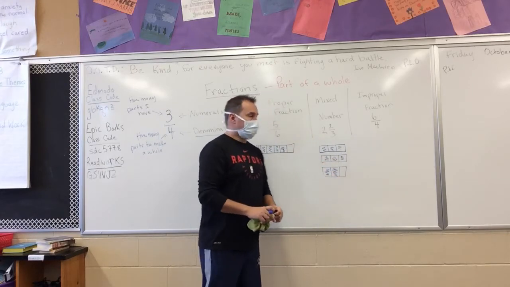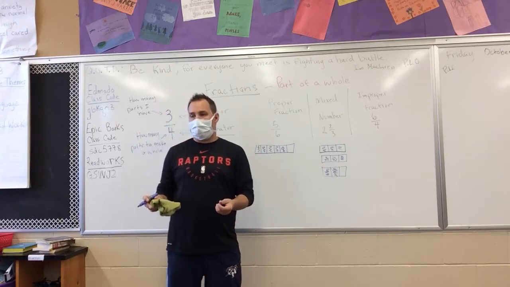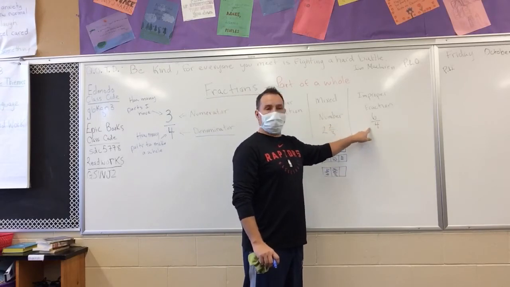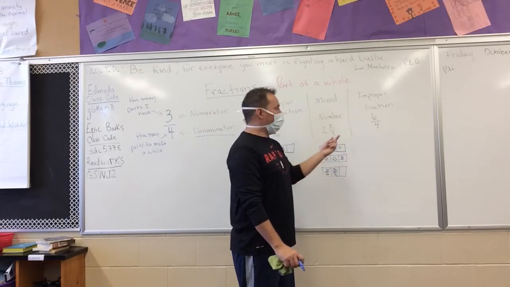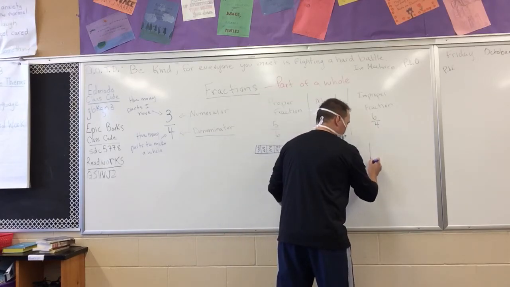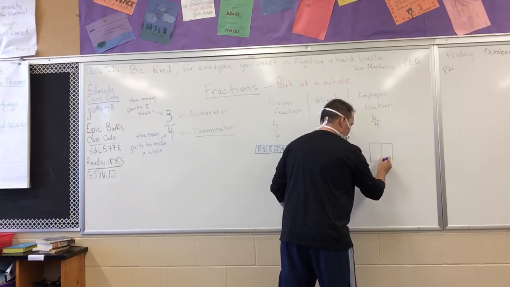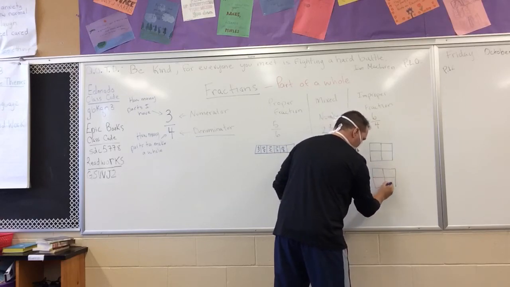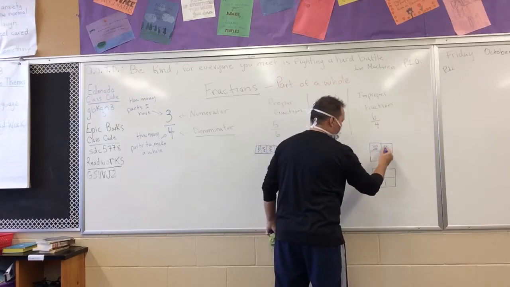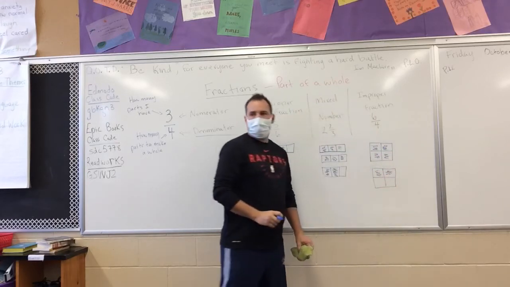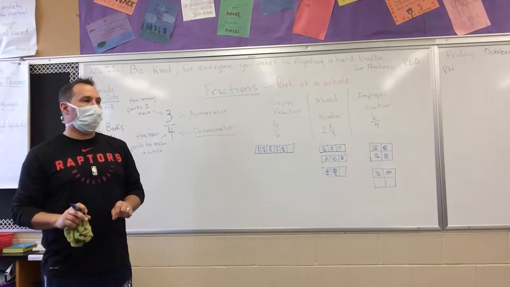Now, our next one is what we call an improper fraction. Improper fraction is where our numerator is bigger than the denominator. When we see something like this, it looks like this. 1, 2, 3, 4, 5, 6. That's 6 out of 4.